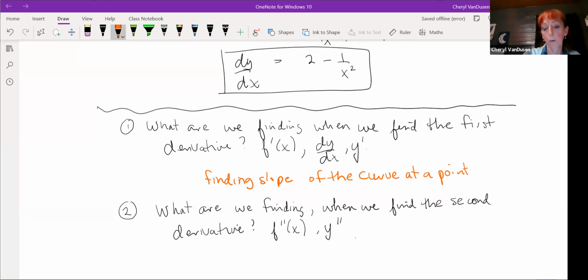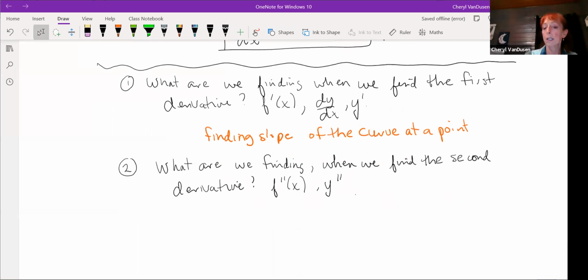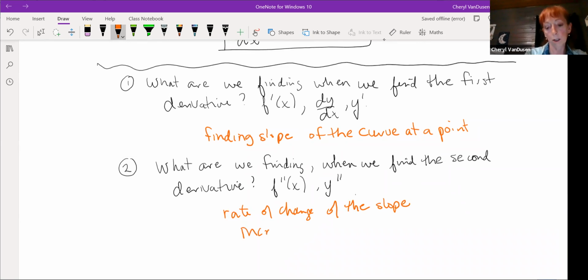Now, what are we finding with the second derivative? We're finding how fast the slope is changing, or maybe said a different way, whether the change in the slope is increasing or decreasing. So really it's the rate of change of the slope. Is it increasing in size? Is it decreasing in size? So the first derivative is the slope. The second derivative is the change in the slope.